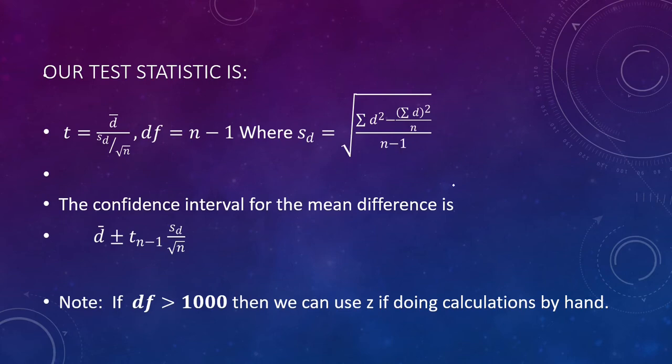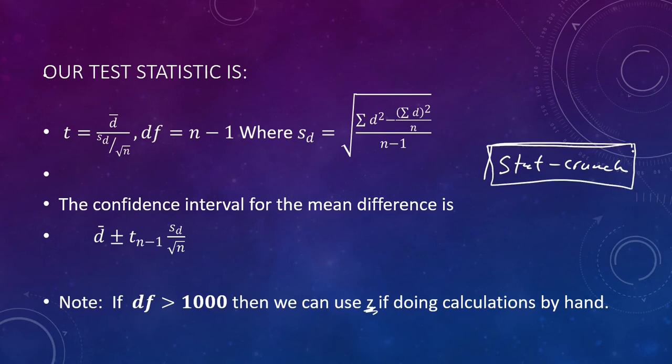Now we don't need to use any of these formulas because we're going to use StatCrunch for every single problem from now on. If we want to calculate the confidence interval, we take the mean difference and then we add or subtract our margin of error to find the confidence interval. Note, if the degrees of freedom is greater than 1,000, we will use z instead of t because t will approach z for very large degrees of freedom. But then again, we're going to use StatCrunch, so we don't need to worry about looking at z or t.